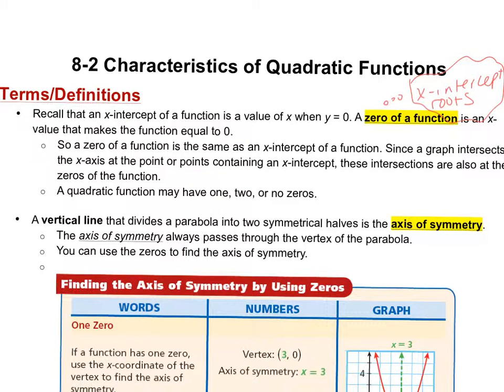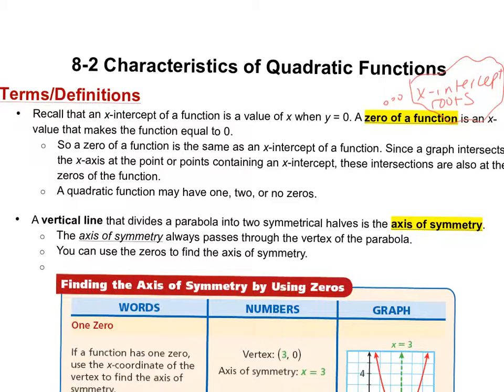You guys have already solved for x by quadratic formula, by factoring, and by square roots. When you found what x was equal to, you were finding the roots. You were finding the zeros of the function. You were finding the x-intercepts. They all mean the same thing.